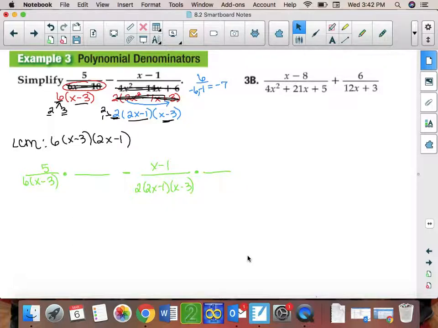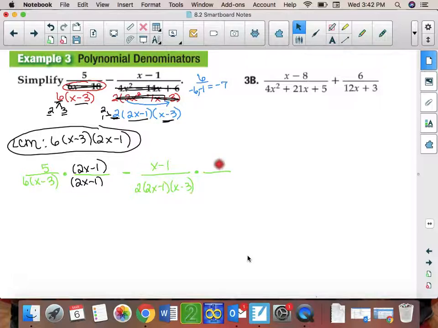Okay, so here's my LCM right here, and that's what I need my denominator to become. So, 6 times what is 6? Well, 1, so I don't need to multiply by anything. I have an x minus 3 already here. The only other thing I need is this 2x minus 1. So I'm going to multiply by 2x minus 1, top and bottom.